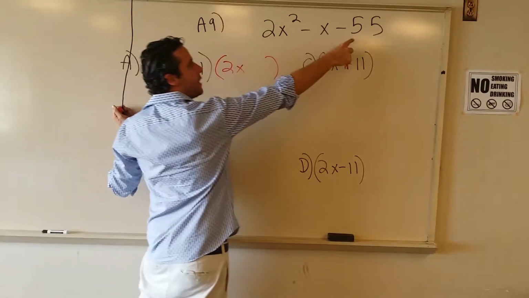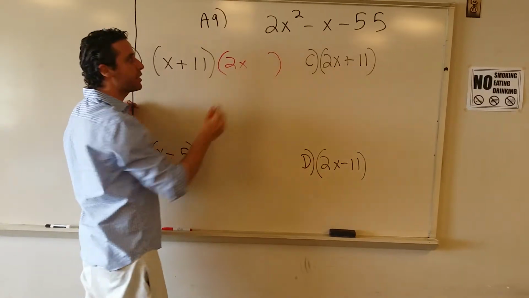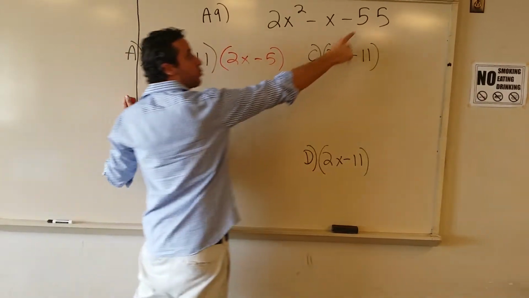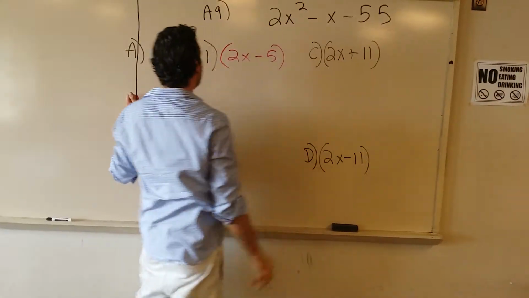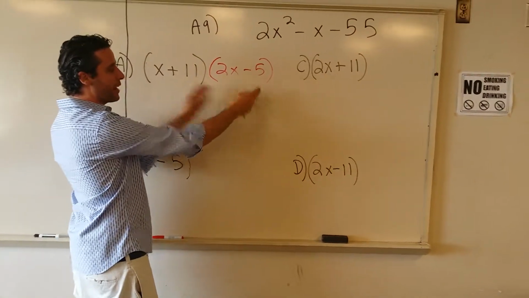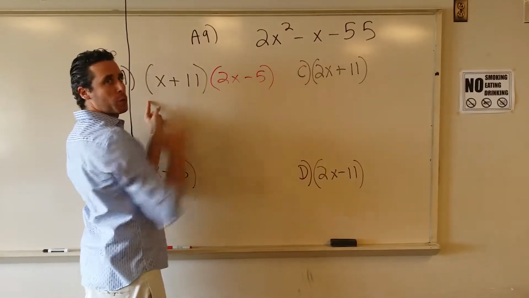And now we have a negative 55. 11 times what will give us the negative 55? 11 times a negative 5 is going to give us a negative 55. If you wanted, you could have just taken this number and written it underneath and then divided this by positive 11, and that would have given you the negative 5. Now, just because I have the other half of the answer doesn't mean this is the correct answer. What we need to do now is FOIL this and make sure we're getting back to the original.